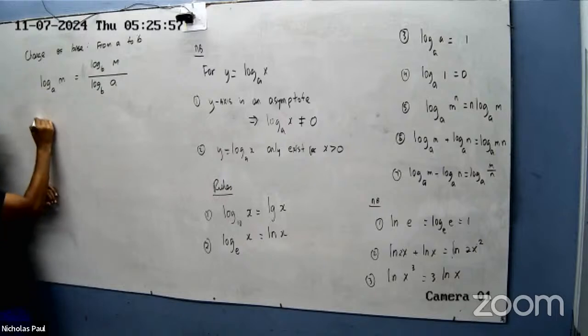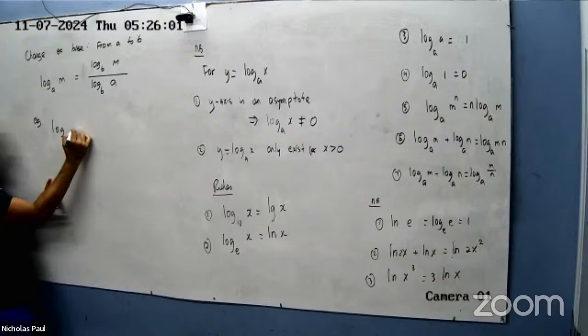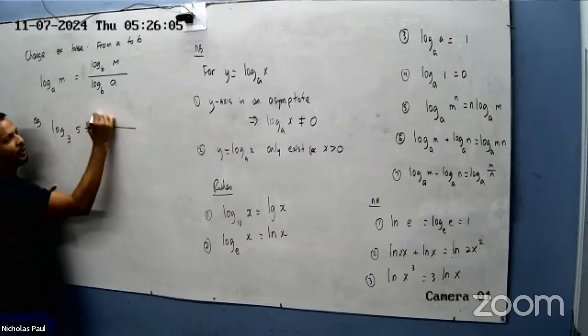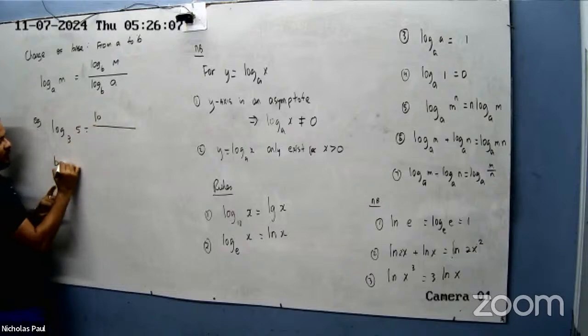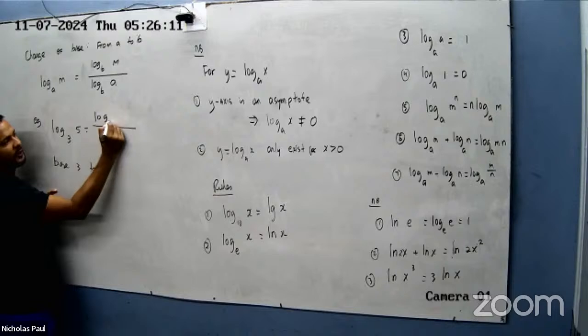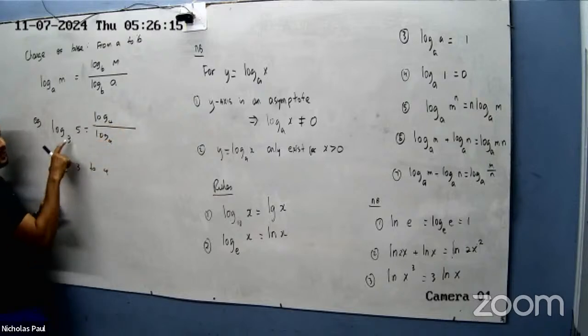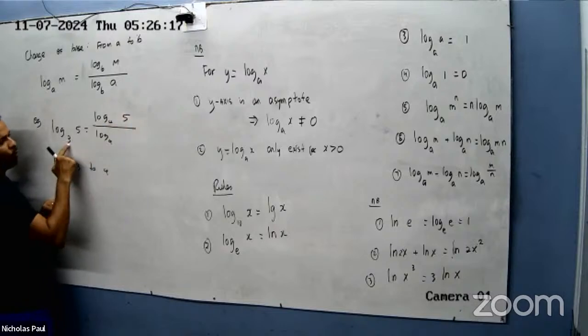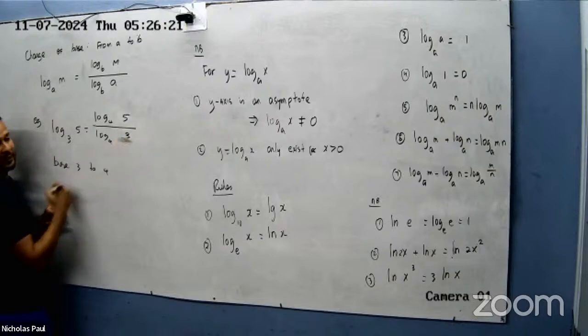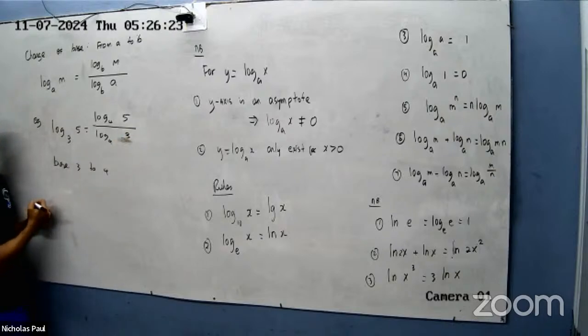That's all. So for example, if I ask you to convert log to the base 3 of 5 to the base 4, all you're going to do is this. You're converting base 3 to base 4. You write log to the base 4 here, log to the base 4 here, and the 5 comes here, and the old base comes here. Are you okay with that?